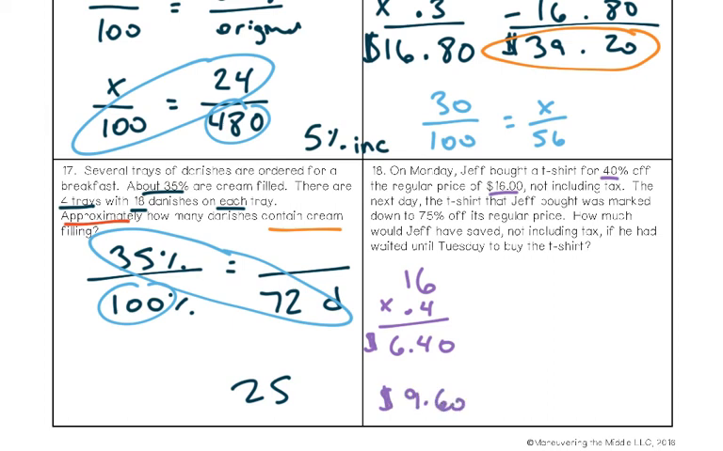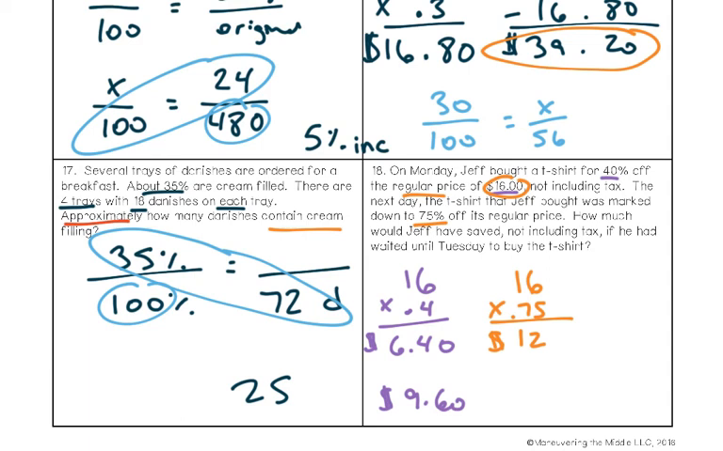The next part of the problem I'll do in orange. It says the next day the t-shirt that he bought was marked down 75% off the regular price. The regular price was $16. So the first thing I'm going to do now is find 75% of the $16. I'm finding that so I can subtract.